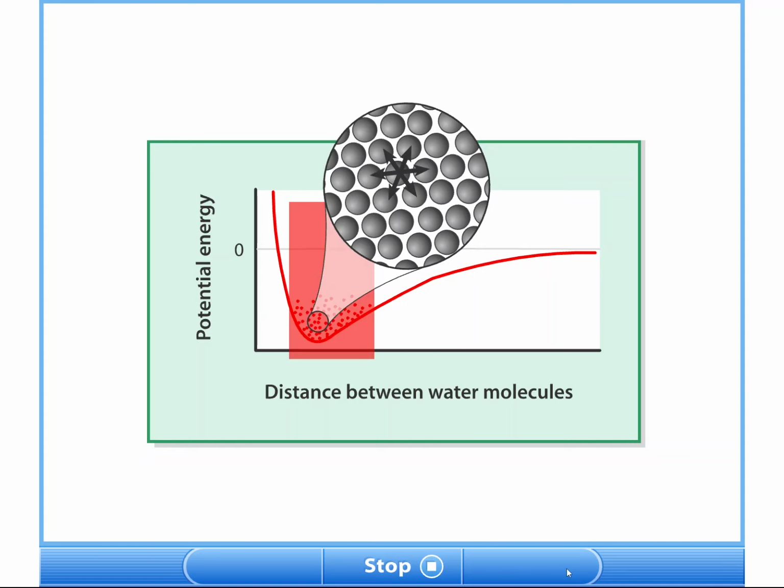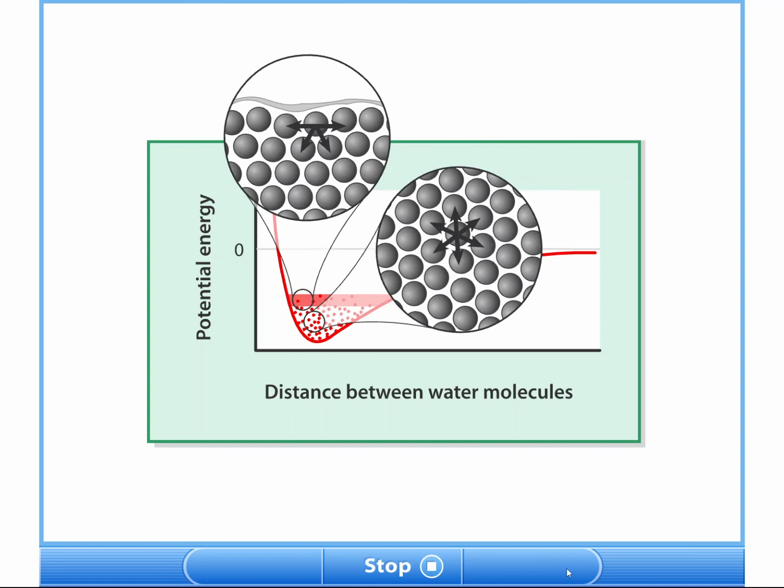From the graph, we see that there is an optimal distance between a molecule and its neighbors, which lowers the molecule's energy. The lowest possible energy is achieved when the molecule is completely surrounded by other molecules at this optimal distance. In surface positions, however, there are fewer neighboring molecules, fewer opportunities to achieve a lower energy state.